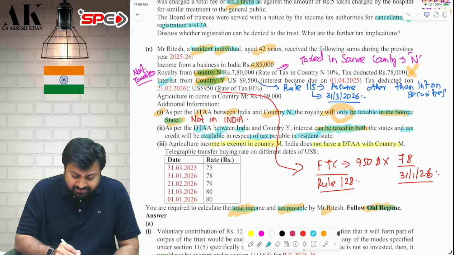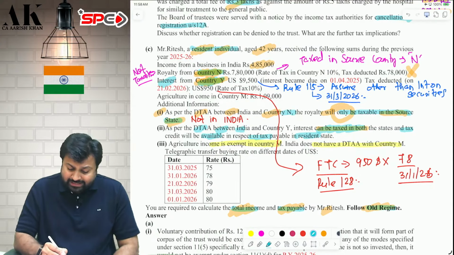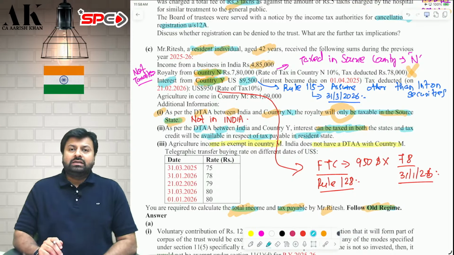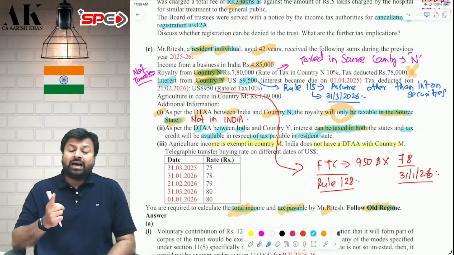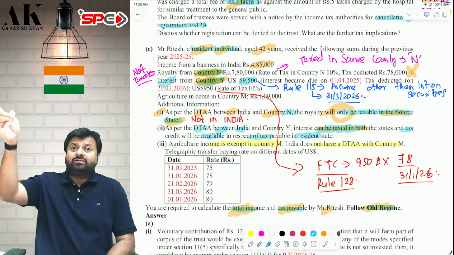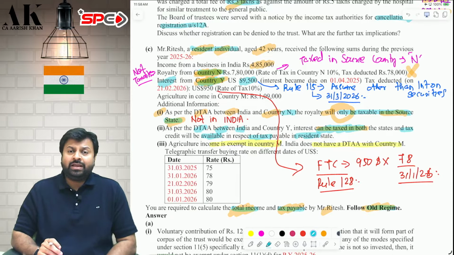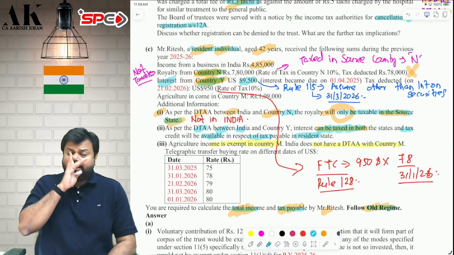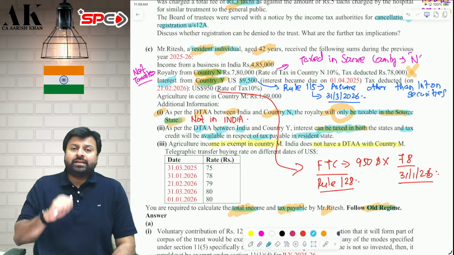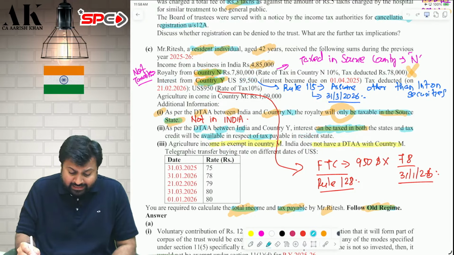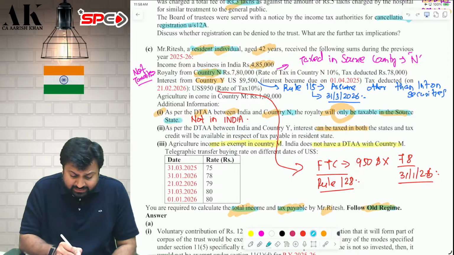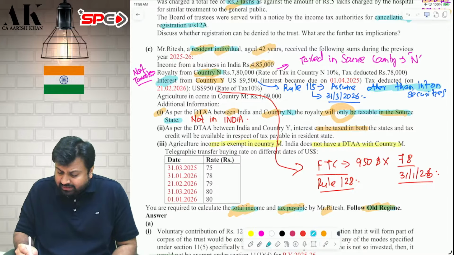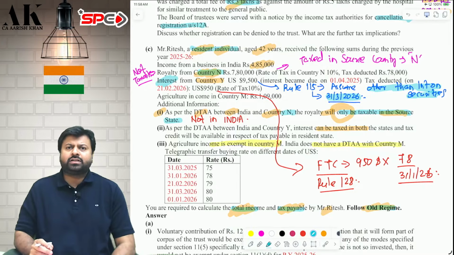Now, the question is, which interest is this? Because it is given in dollars, you have to convert into rupees as per Rule 115. And in Rule 115, for interest, there are two rates. For interest other than on security, it is the TTBR of the last day of the financial year. But for interest on security, it is the TTBR of the preceding month in which it is earned. So, which interest is it? I don't know the nature of the interest. It is not clearly written in the question. Can you see it written anywhere whether it is interest on security or other than security? I am assuming it is interest other than on security so that I can take the 31st March TTBR.